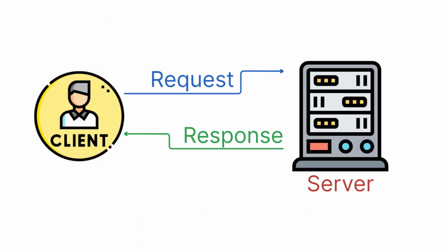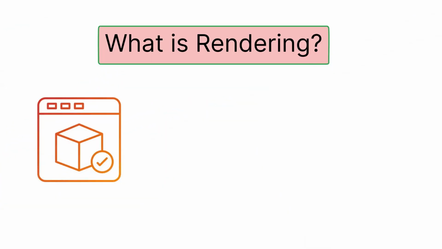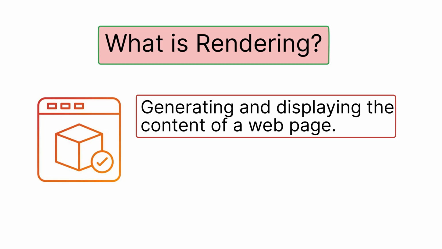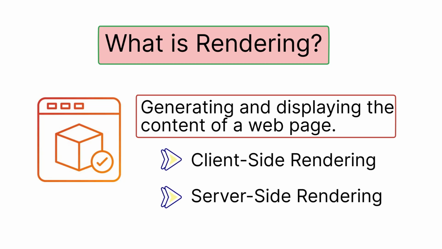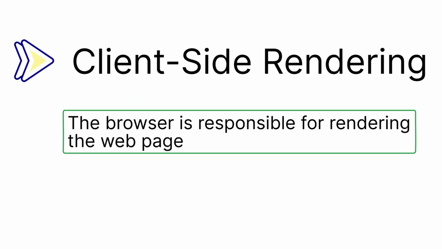So now the client sends a request and the server sends back a response. Now the client needs to render that response in an appropriate form. Rendering means generating and displaying the content on a web page. There are two main approaches for rendering: client-side rendering and server-side rendering. In client-side rendering, the browser, which is the client, is responsible for rendering the whole page.